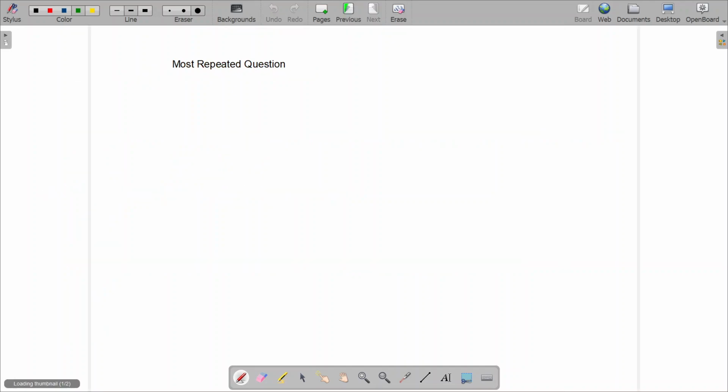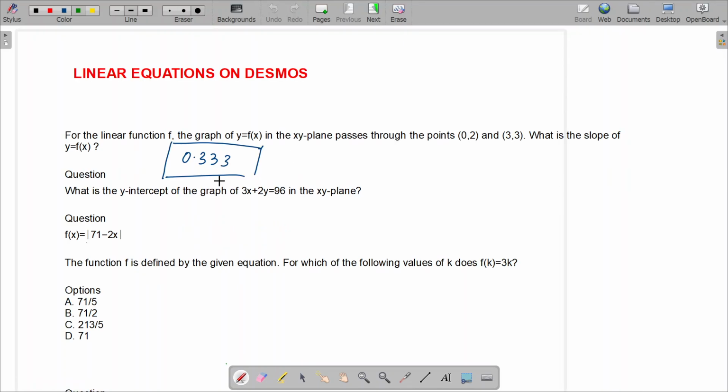Let's jump on to the second question. What is the y-intercept of the graph 3x plus 2y equals 96? What is y-intercept? Y-intercept is a point when x equals to 0, right? So basically, you will get y-intercept. This will be 0 comma y, where x equals to 0.